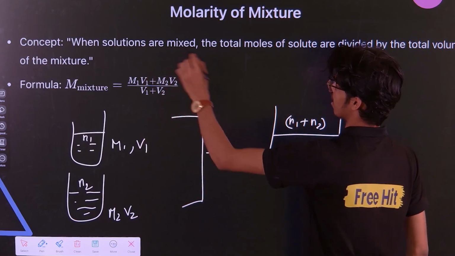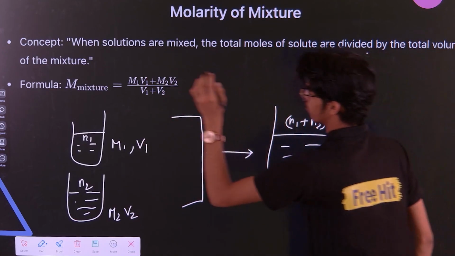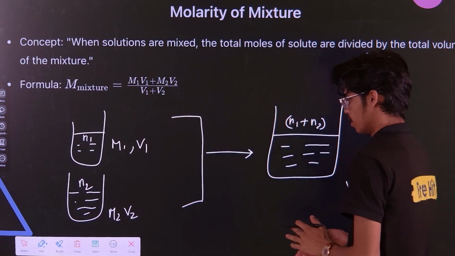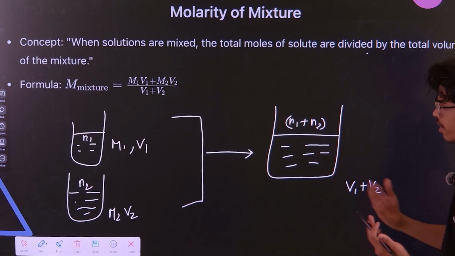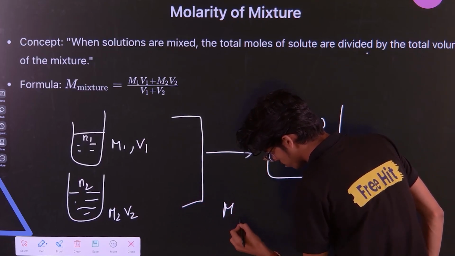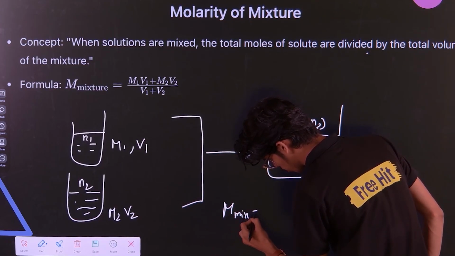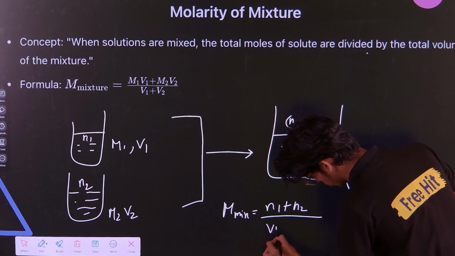When solutions are mixed, the total moles of solute are divided by the total volume of the mixture. Now we have the total number of moles, we have the total volume. So can you tell me what is the formula for the molarity of the mixture? Total number of moles upon total volume.